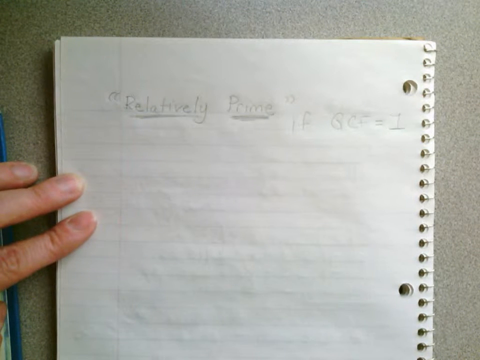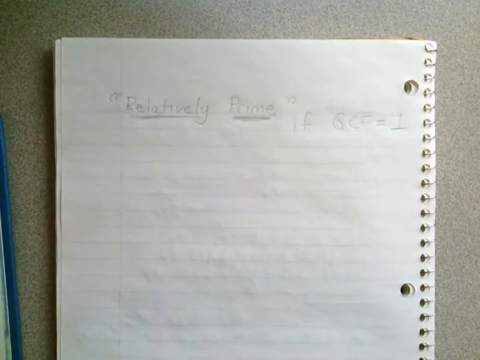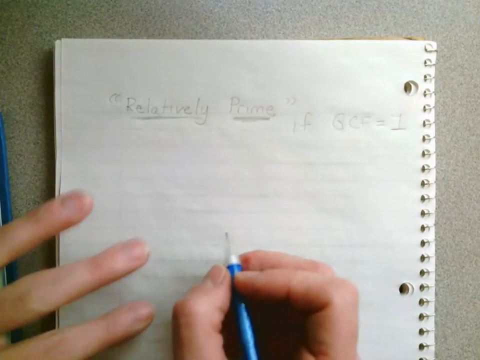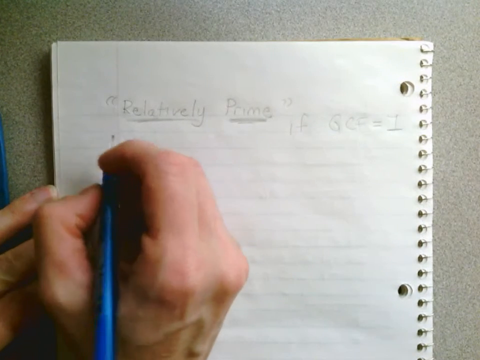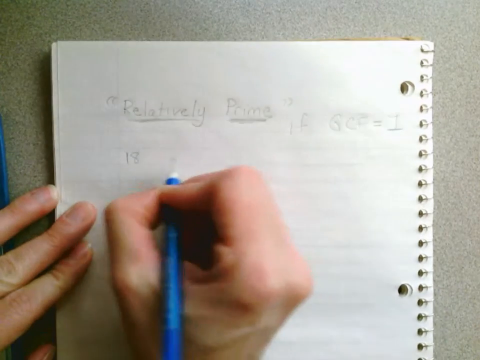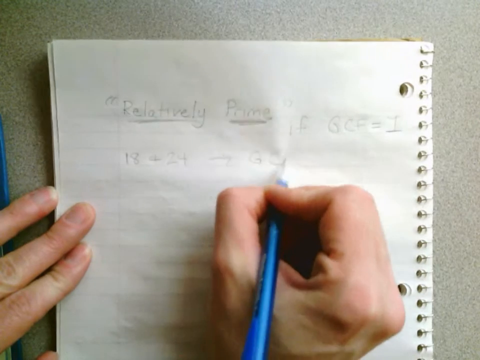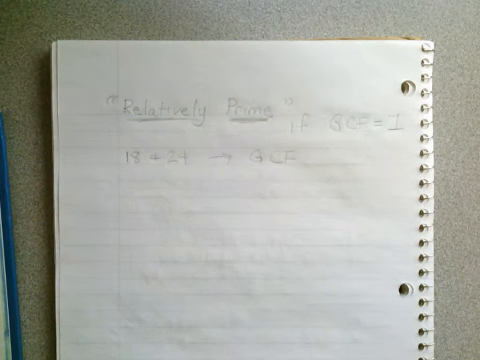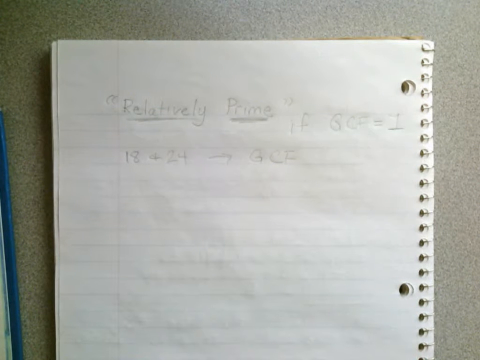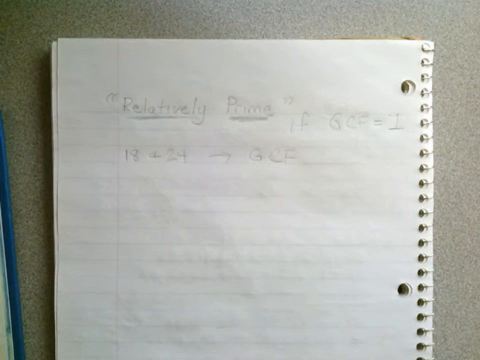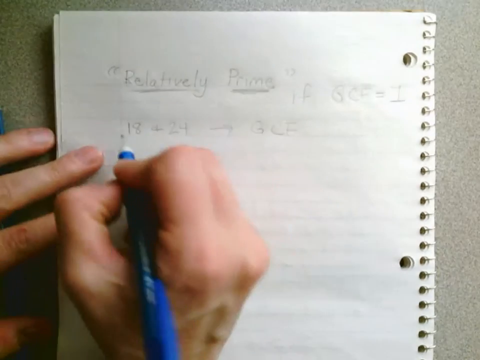Here's an example of what that might look like. Take 18 and 24 and find me their greatest common factor. Well, we can prime factor them both and take the product, or we can list out the factors. We're going to prime factor them just for that purpose, just to practice it.